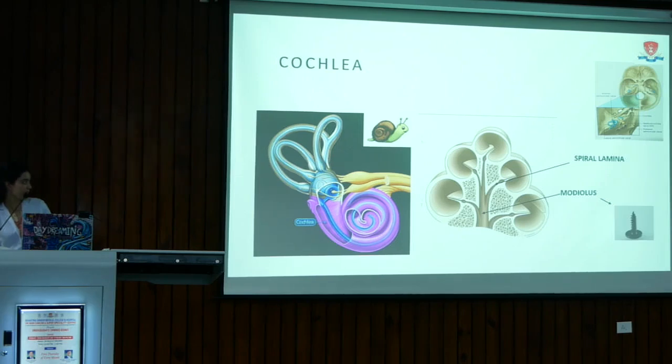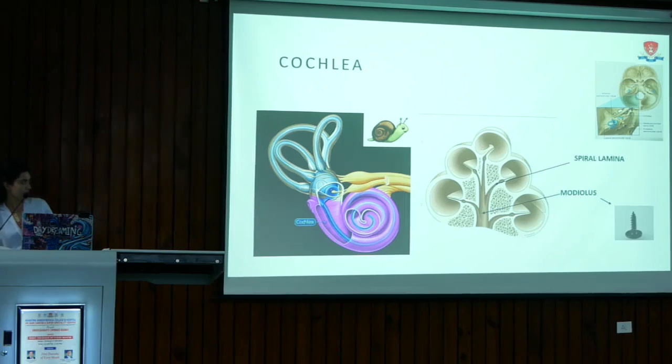Its apex is directed laterally towards the medial wall of the tympanic cavity, while the base of the cochlea is directed towards the bottom of the internal acoustic meatus. If we take the cross-section of a cochlea, we come across 2 structures, which are the modiolus and the cochlear canal. The structure of the modiolus is quite similar to that of a screw.